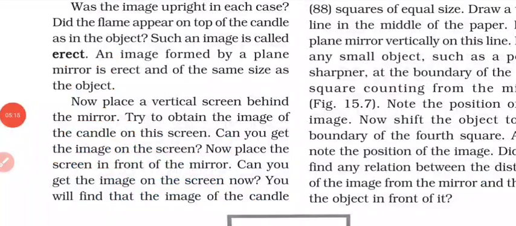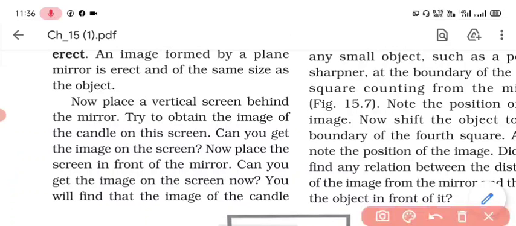Now, the image formed in the plane mirror is always erect. That means it is the same as the object. It will not be like this: when we place the arrow like this, it will appear in the mirror like this. It will be erect. It will be straight, just similar to the object. When the image is similar to the object, we can say it is an erect image. But if the image is not similar to the object and is quite reversed, then this reversed image is known as an inverted image.